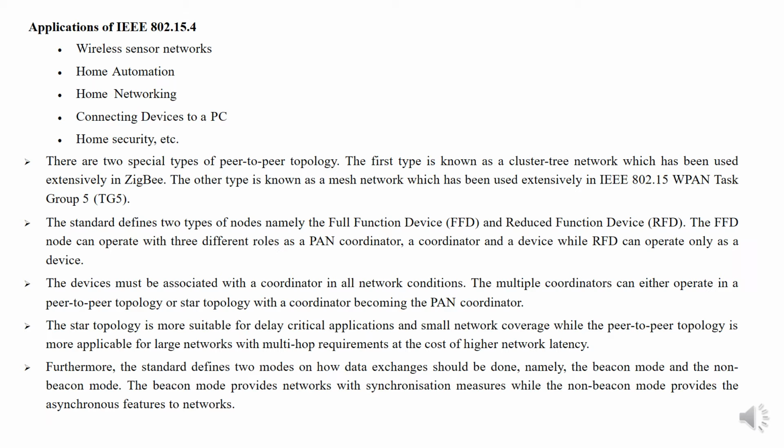There are two special types of peer-to-peer topology. The first type is known as a cluster tree network, which has been used extensively in ZigBee. The other type is known as a mesh network, which has been used extensively in the IEEE 802.15 wireless PAN Task Group 5 (TG5). The standard defines two types of nodes, namely the full function device (FFD) and the reduced function device (RFD). The FFD can operate with three different roles, as a PAN coordinator, a coordinator, and a device, while the RFD can operate only as a device.